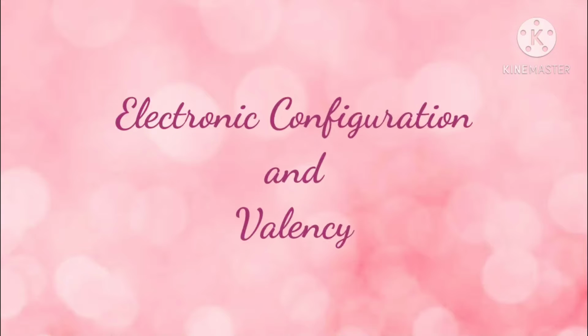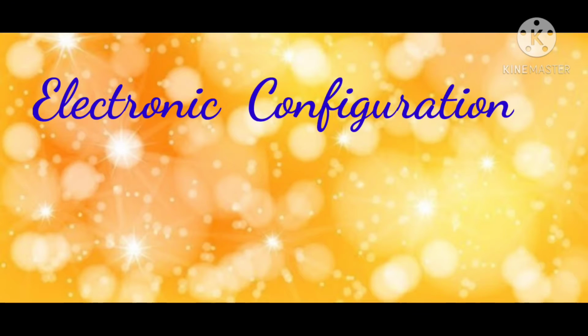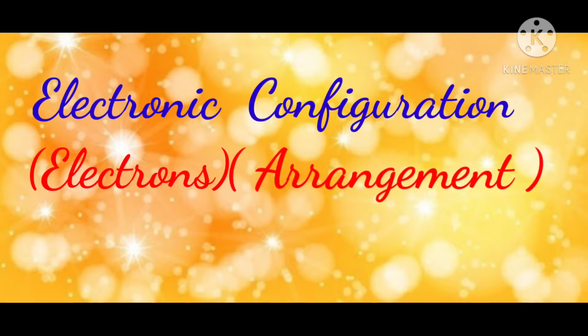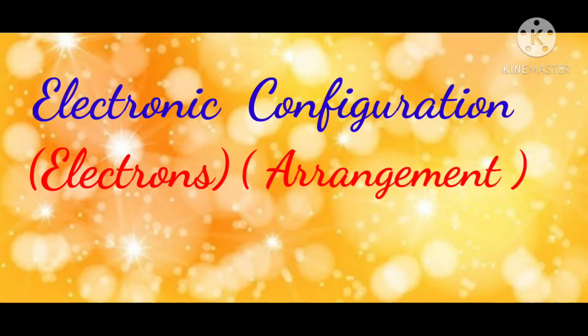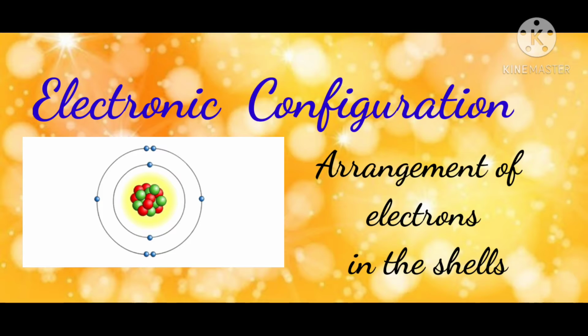In this video, we are going to learn about electronic configuration and valency. As the name suggests, electronic refers to electrons and the term configuration means arrangement. So we can say electronic configuration of an atom is the arrangement of its electrons in the shells.